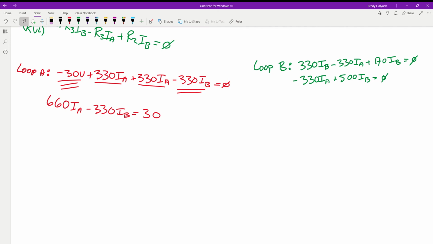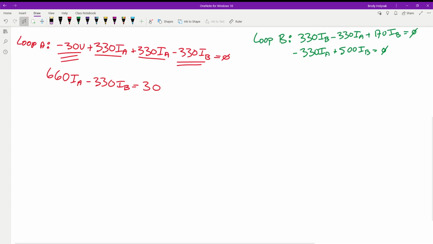Now, the next step is we need to combine these together and start solving. So, yep, this is where we use our simultaneous equations. I'm going to move our loop B down underneath this one so we can combine them together. So we have minus 330 IA plus 500 IB is equal to 0.